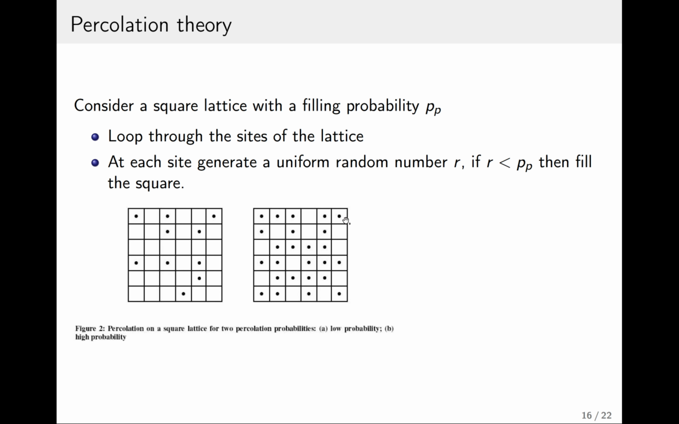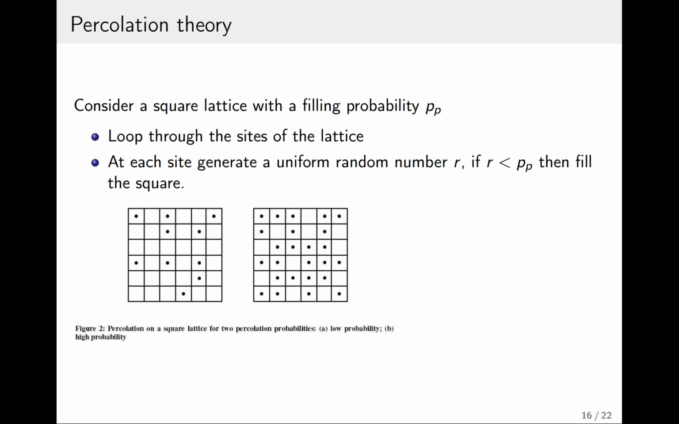Remember, you go through the sites, and there's a filling probability. If the random number is smaller than p, you fill it. So here, if the probability is low, I can only hop from black dot to black dot, and I start here, but I can't get to the other side by traveling over the dots. In this example, there's a higher probability. Here I can start from here, go up here, down here, and here. So with this system, I can actually cross the grid.